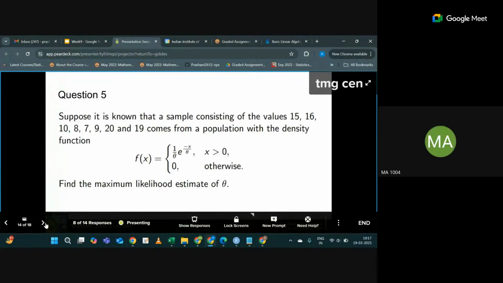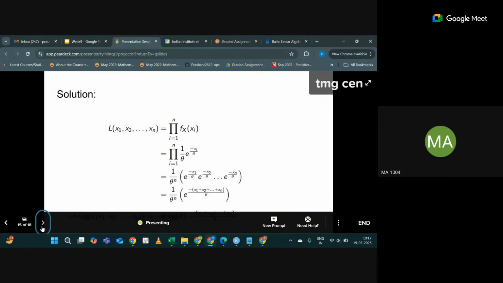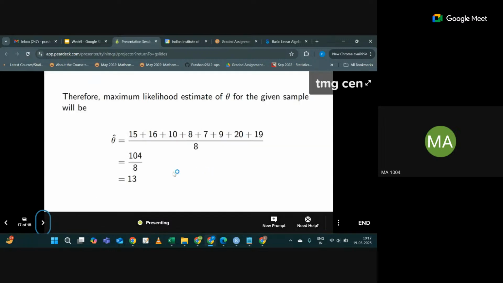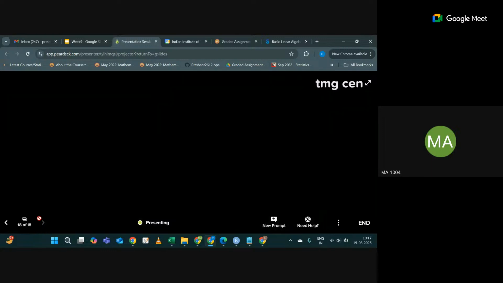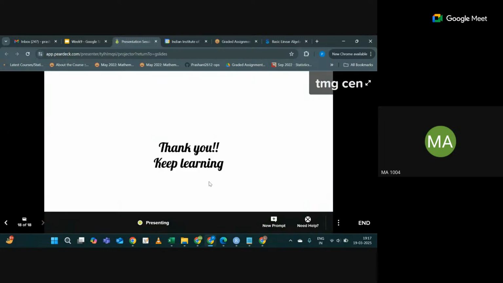So you can see the same approach, and at the end you will get 13 as the answer. The last slide is a very interesting slide actually, the thank you slide to all of you. Okay, so is the idea clear? The approach to solve the questions related to maximum likelihood and bias and all.